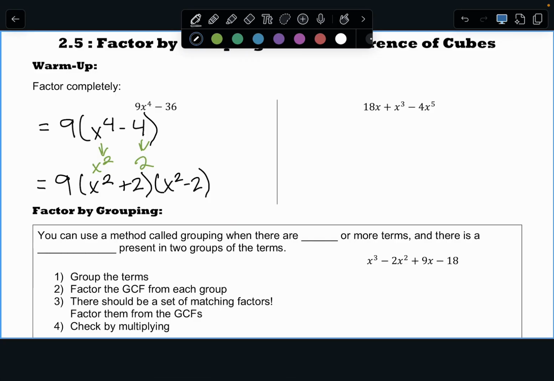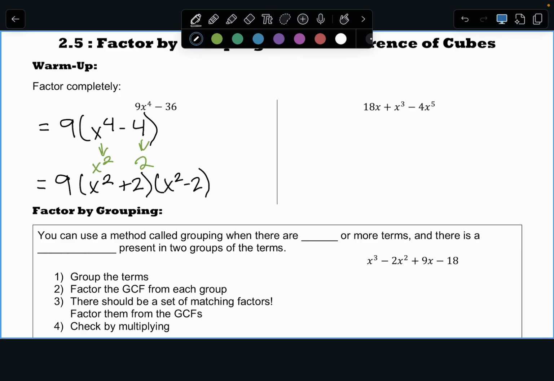And then I check again. Are either of these perfect squares that I can do a difference of squares for? No, 2 is not a perfect square. So I stop at this point. But I am mentally checking to make sure that I can't do anything else with those. Okay? Questions on that one?